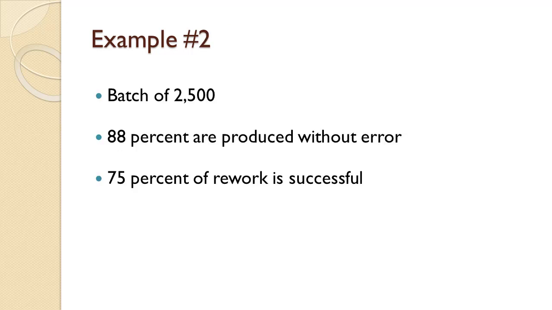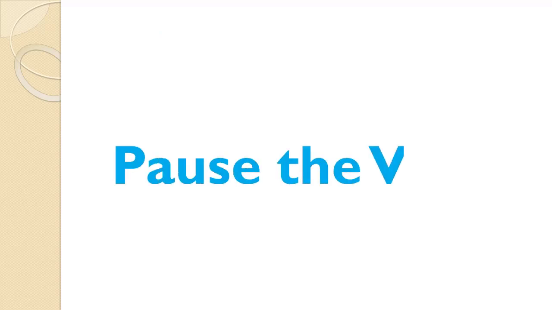In this example, a company produces widgets in batches of 2,500. On average, 88% are produced without error. When the widgets are sent to rework, on average, 75% of the rework is successful. What is the process yield? Since you've seen an example already, let me suggest that you pause the video and try to work this problem on your own. Once you're done, you can use the video to check your work and spot any mistakes you might have made.